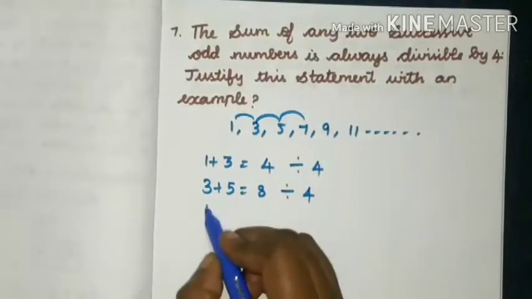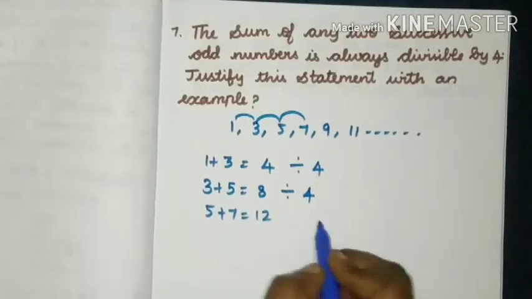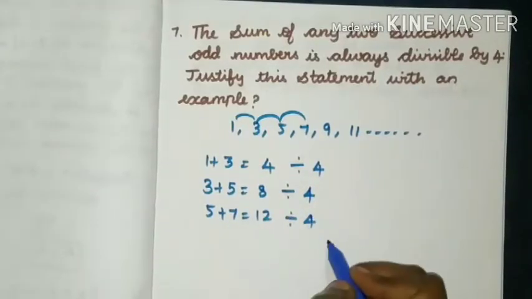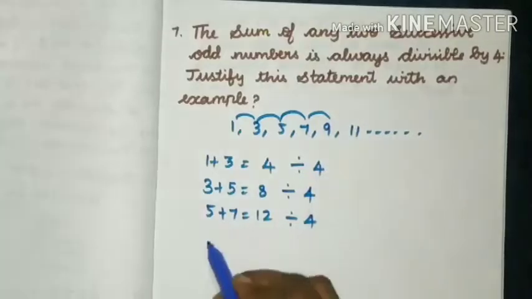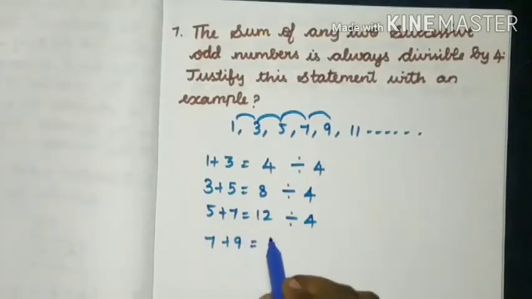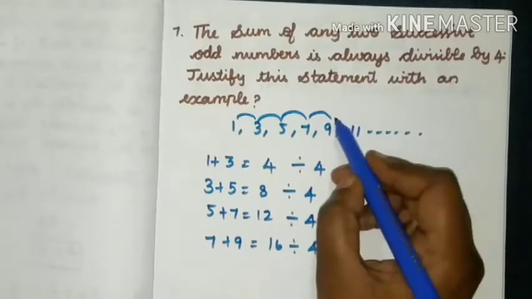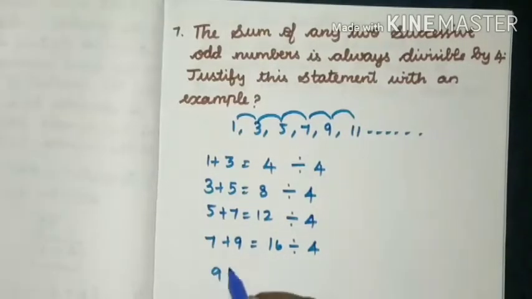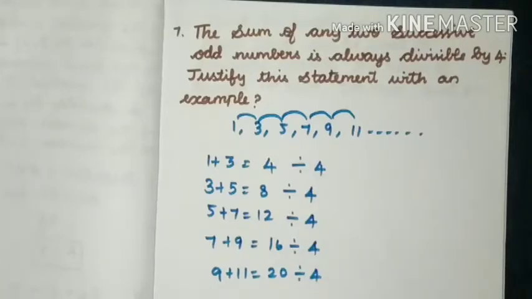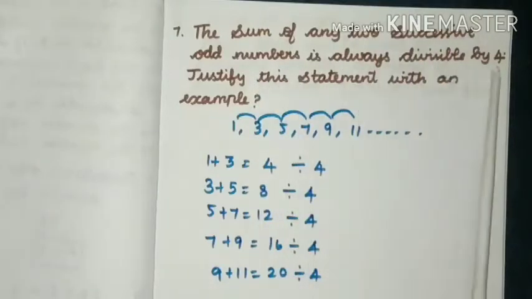5 plus 7 equal to 12. 12 is also divisible by 4. 7 plus 9 equal to 16. 16 is also divisible by 4. 9 plus 11 equal to 20. 20 is also divisible by 4. So, we justified that the sum of any two successive odd numbers is always divisible by 4.